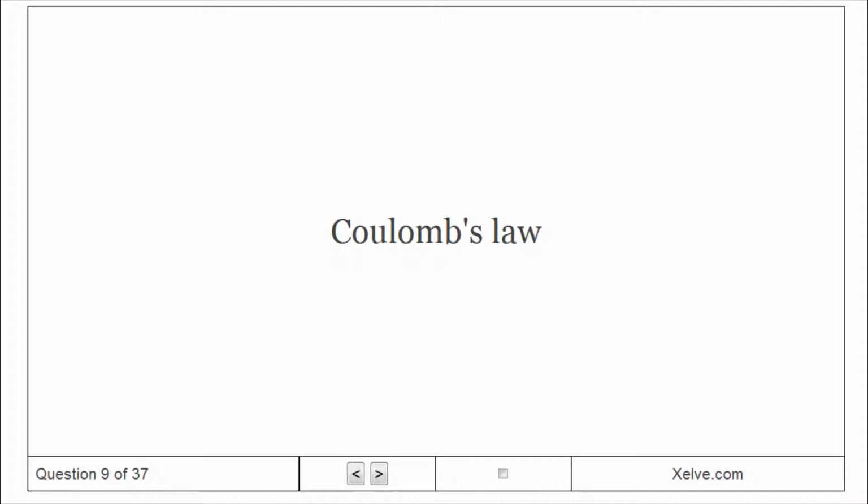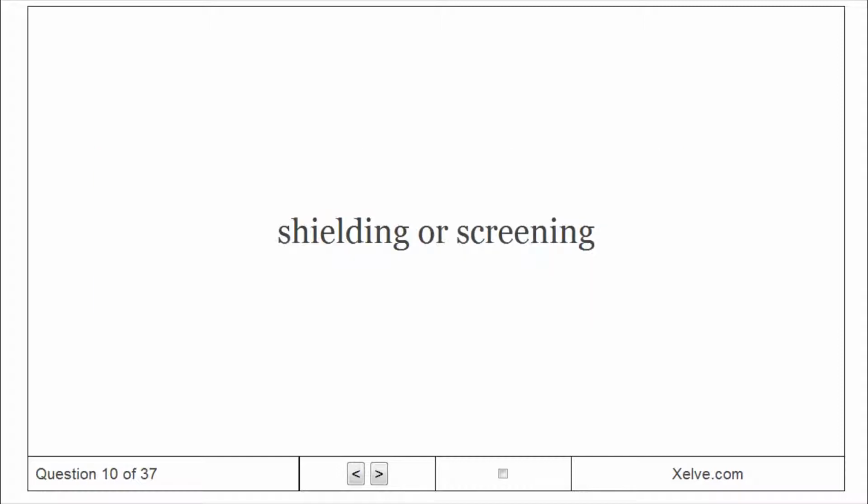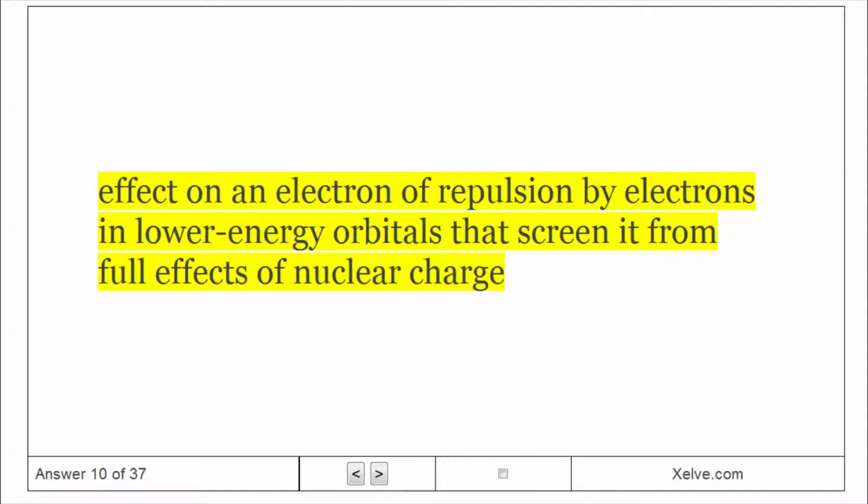Coulomb's law. Potential energy of two charged particles is directly proportional to the product of their charges and inversely proportional to the distance between them. Shielding or screening. Effect on an electron of repulsion by electrons in lower energy orbitals that screen it from the full effects of nuclear charge.